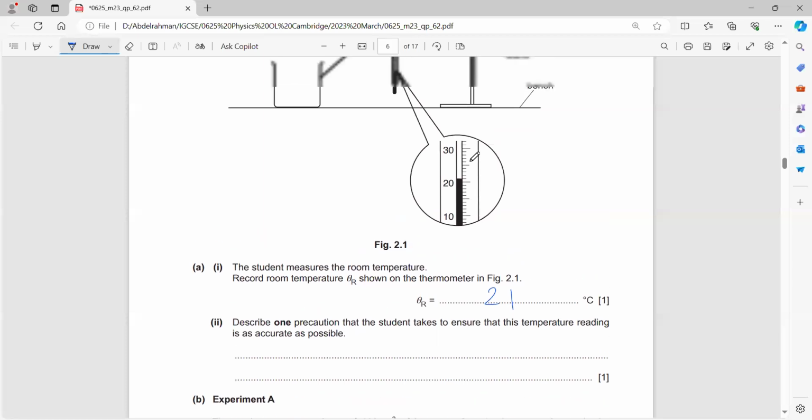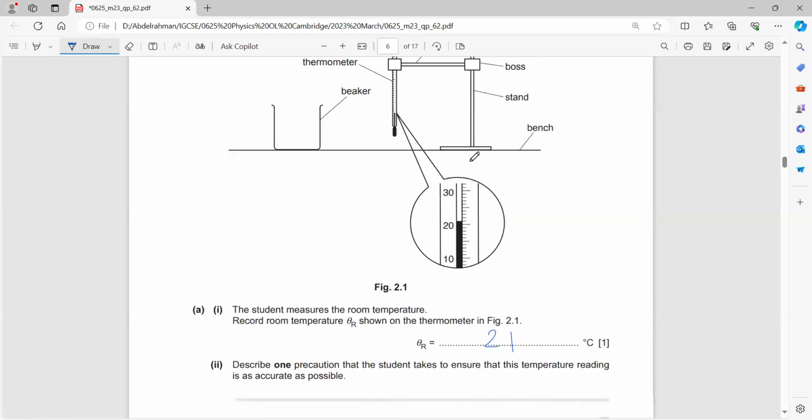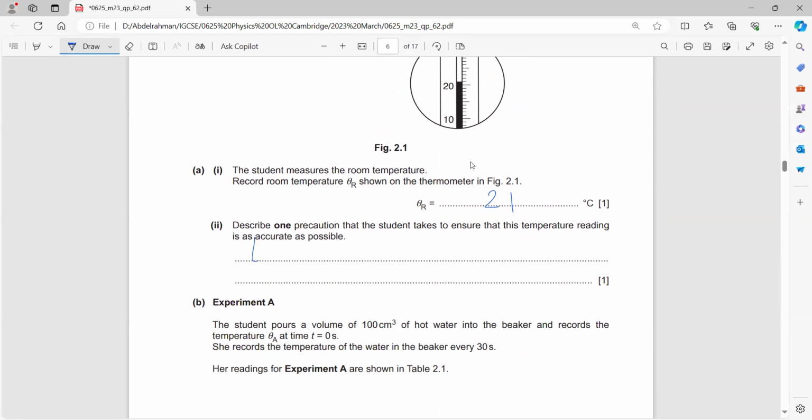In this case in part A, is there any water? Am I taking the reading of the water in this case? No, I'm not yet taking the reading of the water. Question A, I'm just taking the reading of the room temperature. So while taking the reading of the thermometer, make sure that you're taking the reading perpendicularly. That's it. Now, take the reading perpendicularly. Okay?